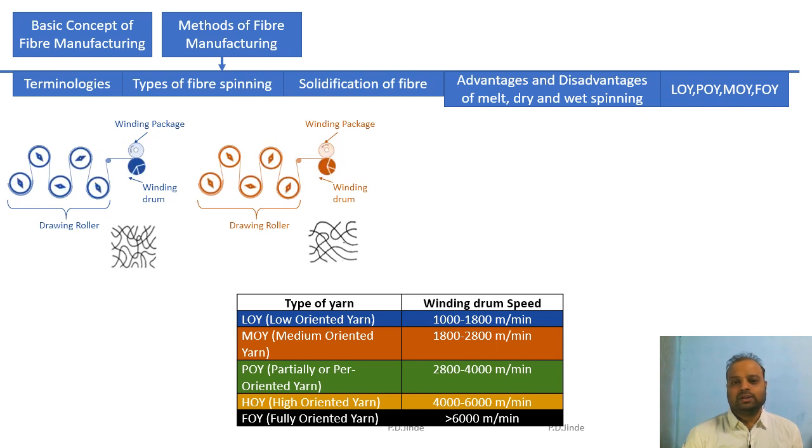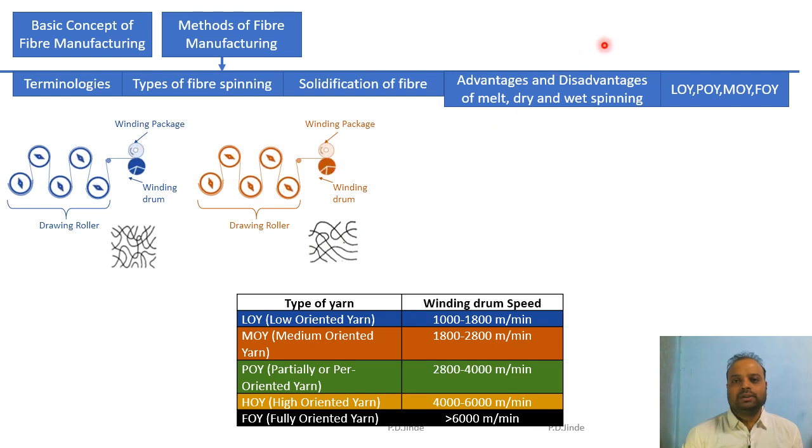You can see this is the same speed as your first roller, but the winding roller speed changes. It now becomes 1800 to 2800 meters per minute. That means the winding rate is higher, which means stretching is higher. Higher stretching causes this structure.